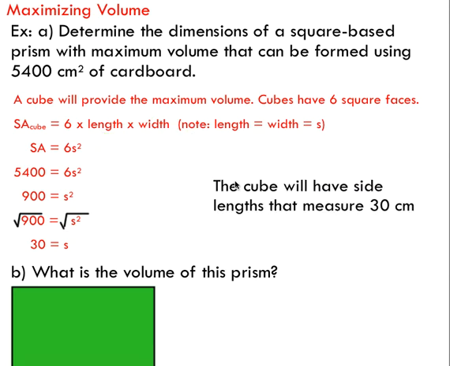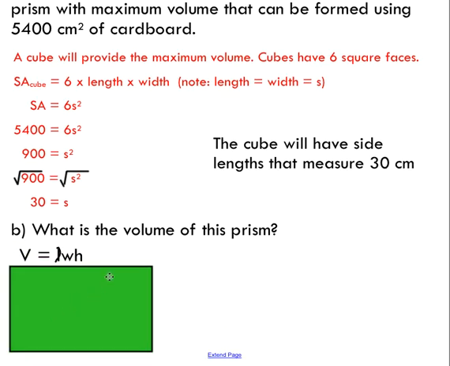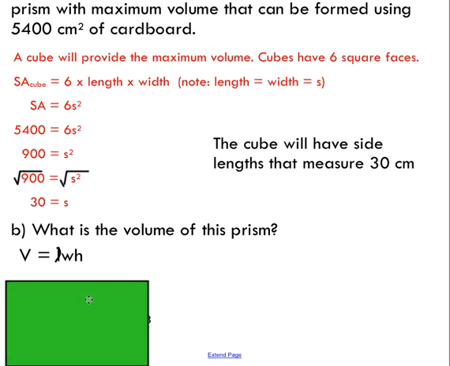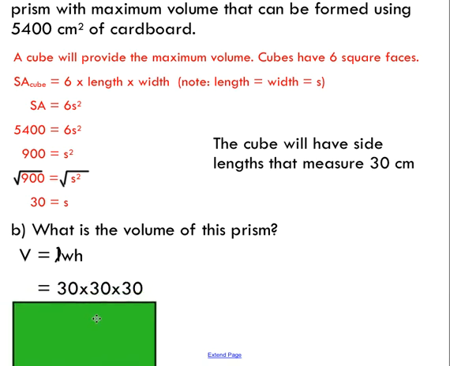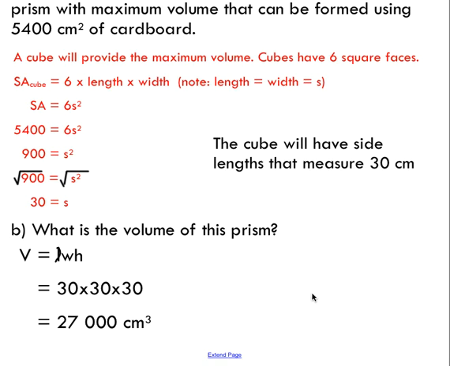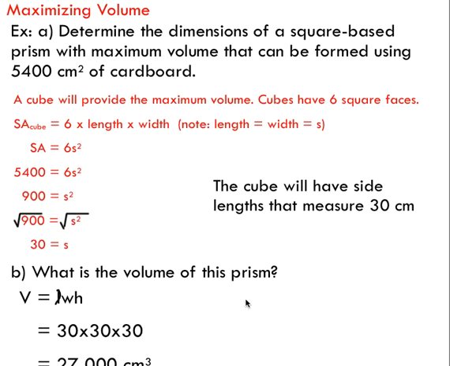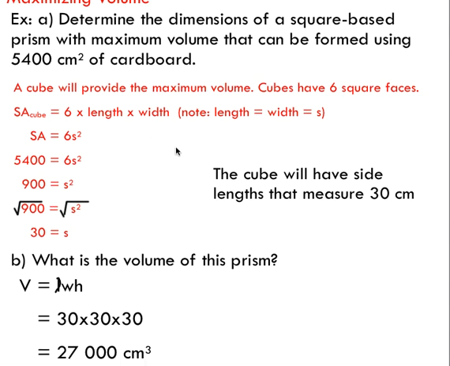So what does this tell us? Well, we know that a cube's going to have side lengths that measure 30 centimeters. That's going to be the length, the width, the height, everything. So to determine the volume of our cube, we're going to use our formula for volume, which is length times width times height, which simplifies in this case because the length, the width, and the height are all the same. So we're really just multiplying 30 times 30 times 30. That'll give us 27,000 centimeters cubed. And that should be the most volume possible given the surface area.